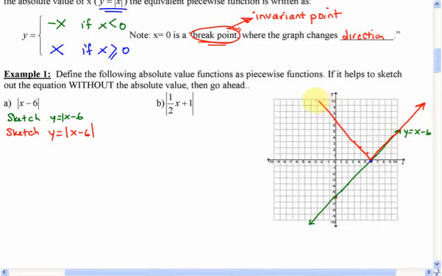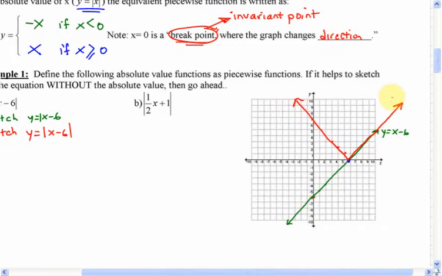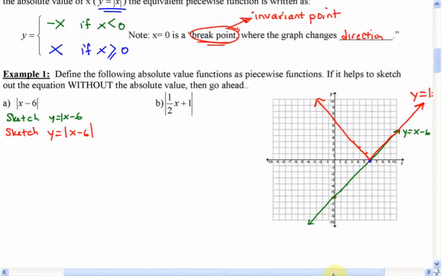All right. So the graph in red is the one I really am looking at for question A. Okay. And so we've graphed it out. That's great. Now, can you write it as the piecewise function? Okay. So let's see if you can now change this into a piecewise function.